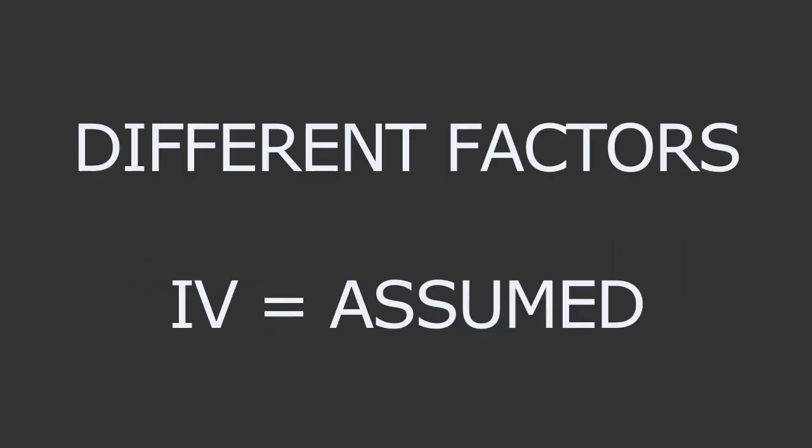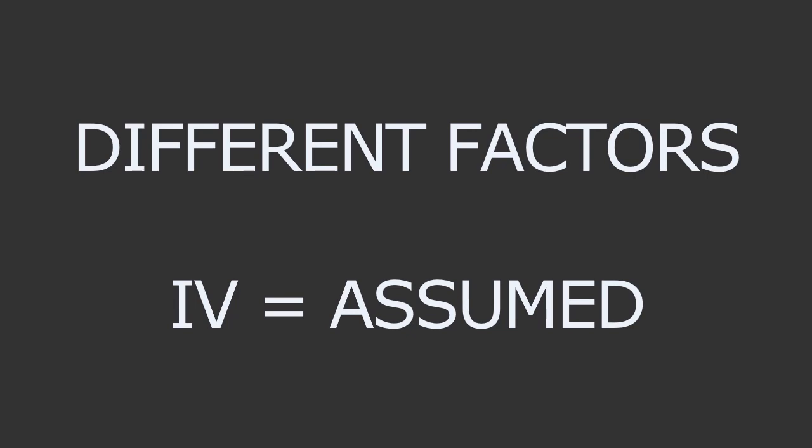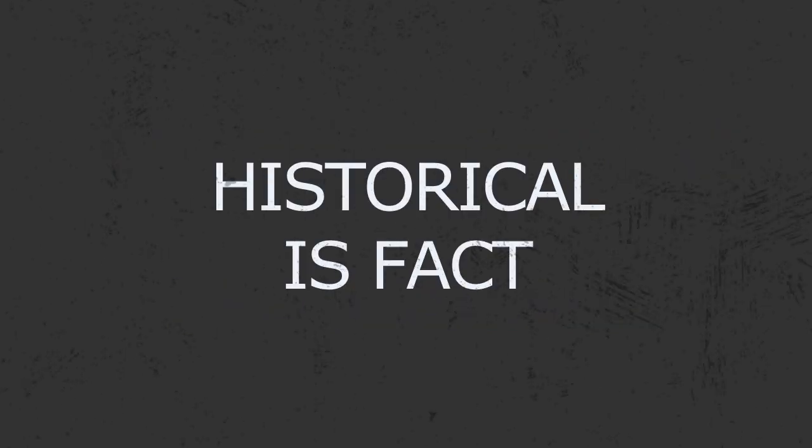It is different from historical because it is derived from the option prices, which are influenced by factors such as interest rates, the amount of time until expiration, and of course, the underlying security price. Historical volatility, well, that's based on the past moves of the underlying security. We can see that it's happened.